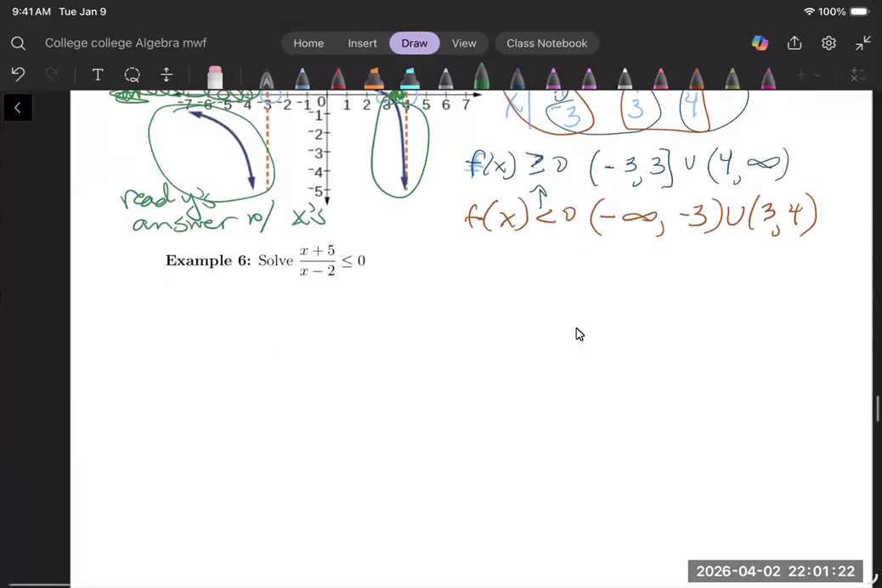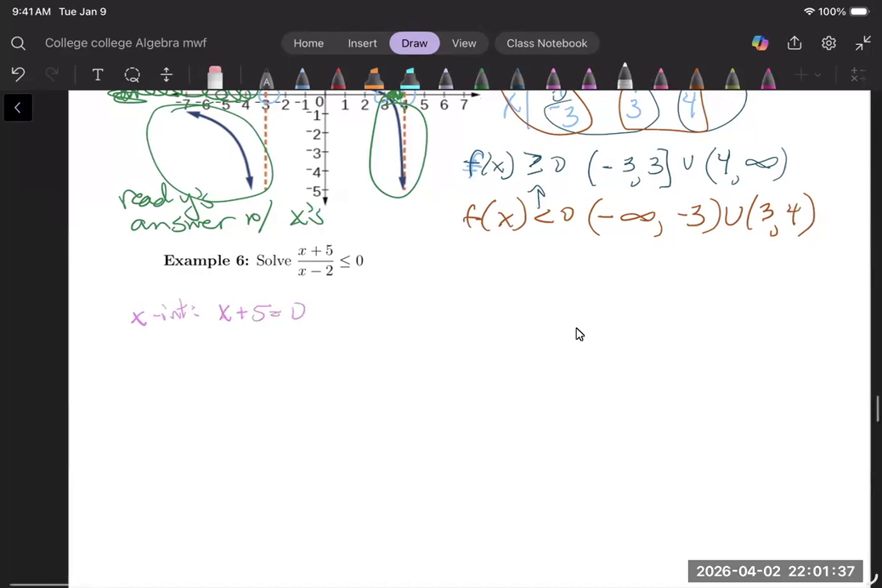So what if we do it algebraically? What if we do not have the picture? This is already factored for us. We have our x-intercepts from the numerator. That's x plus 5 equaling 0.